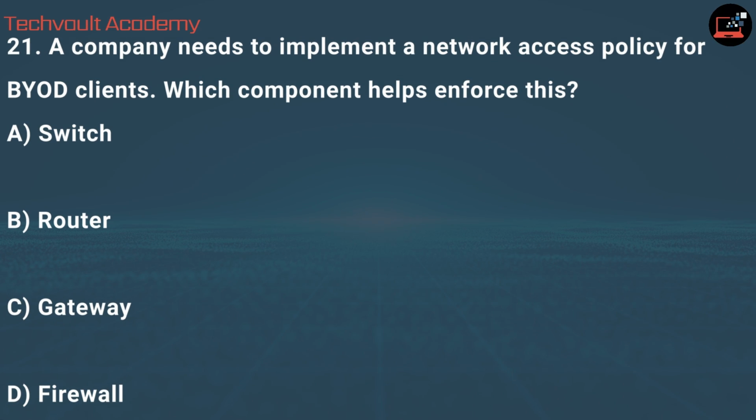21. A company needs to implement a network access policy for buyout clients. Which component helps enforce this? A. Switch. B. Router. C. Gateway. D. Firewall.